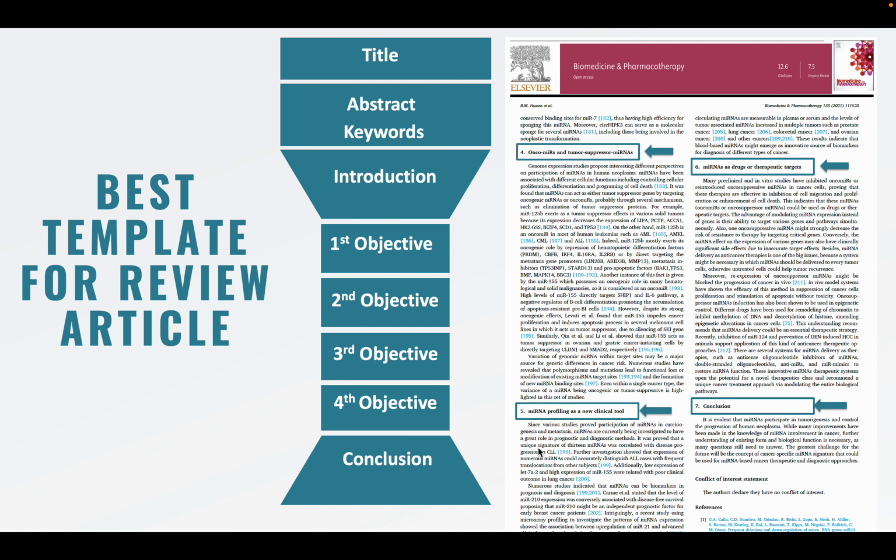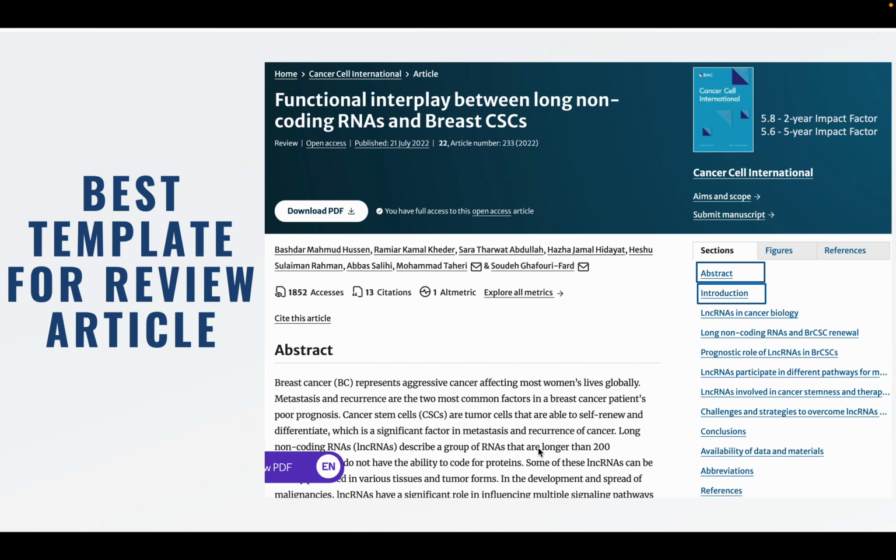And this paper, we received, I think, more than 115 citations. Look, review article: the template is important. The elements are all important. We have to apply them one by one. Title, abstract, introduction, then body, which is divided into several objectives based on your keywords in the title. Then lastly, you have to put your conclusion.